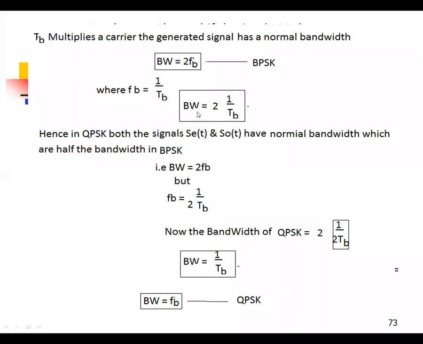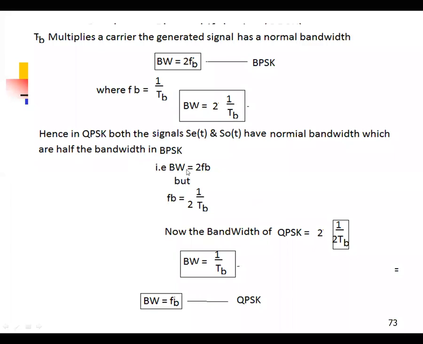Now the bandwidth of BPSK is 2 into 1 by TB. One BPSK is the even side, another BPSK is the odd side. Each has two phases. And QPSK has the signals SC of t and S0 of t, which have a bandwidth that is half of the bandwidth of BPSK. So note this point: QPSK bandwidth is half of the bandwidth of BPSK.